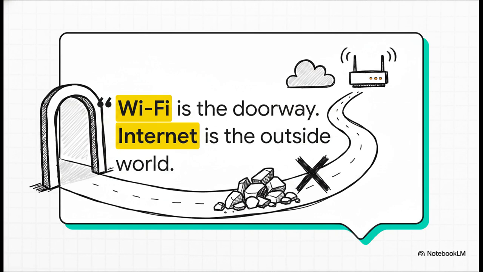Wi-Fi is the doorway. The internet is the outside world. Sometimes the doorway's open, but the road is closed. So the next time your connection suddenly drops, you'll know exactly which piece of the puzzle might be failing. But it leaves you wondering, as billions of new smart devices come online every single year, how long until these physical boxes vanish entirely into the walls around us?